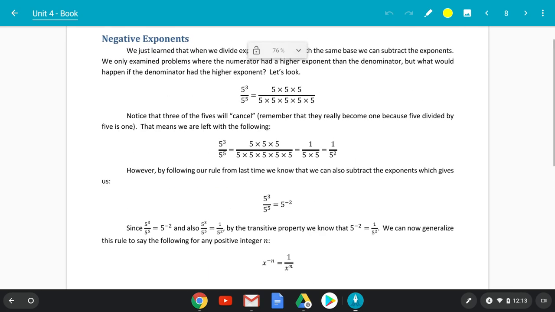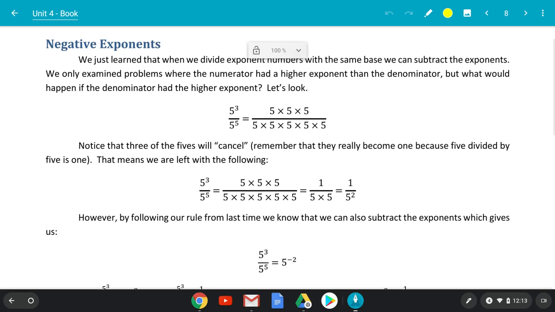Now, let's finish up by talking about negative exponents. We just learned that we could divide numbers with the same base and subtract the exponents. That's important. We only examined problems where the numerator is higher than the denominator, but what would happen if the denominator had a higher exponent? Let's look.